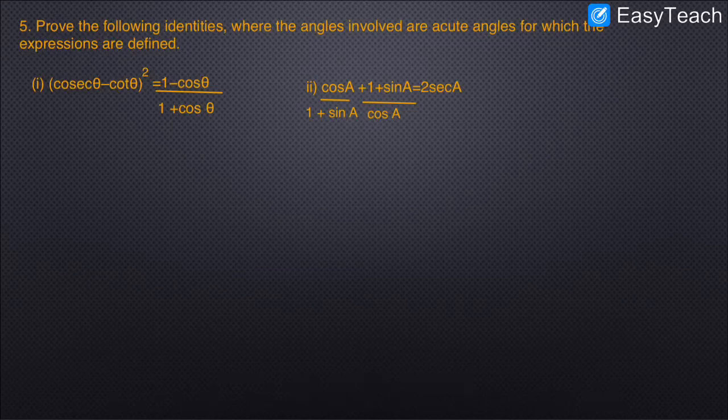Let's take the LCM. So the LCM is, I multiply these two, 1 plus sin A into cos A. So we can multiply here by cos A, and here by 1 plus sin A. So cos square A plus 1 plus sin A into 1 plus sin A, 1 plus sin A the whole square. In the next step, let's apply the formula a plus b the whole square.